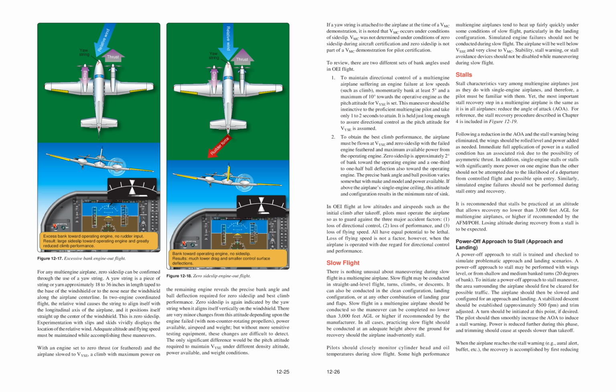In two-engine coordinated flight, the relative wind causes the string to align itself with the longitudinal axis of the airplane, and it positions itself straight up the center of the windshield. This is zero sideslip. Experimentation with slips and skids vividly displays the location of the relative wind. Adequate altitude and flying speed must be maintained while accomplishing these maneuvers.